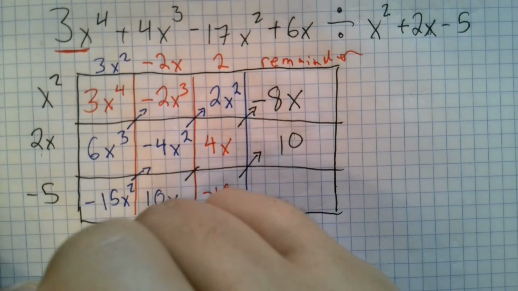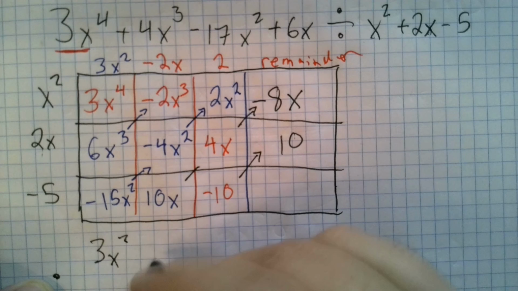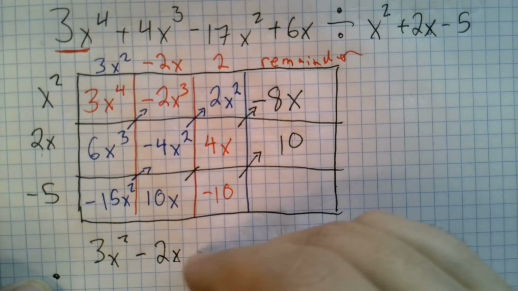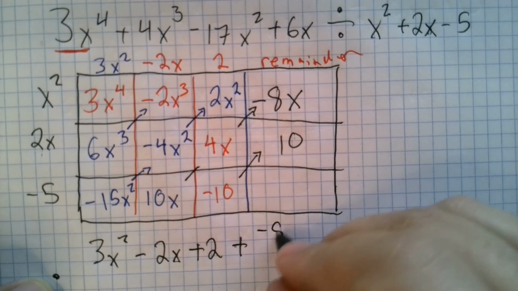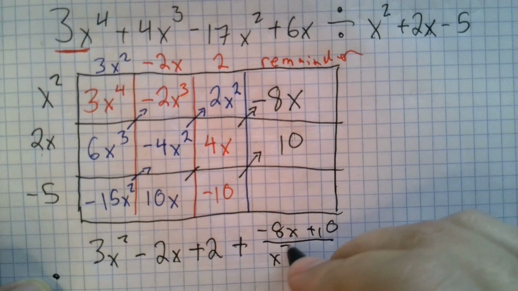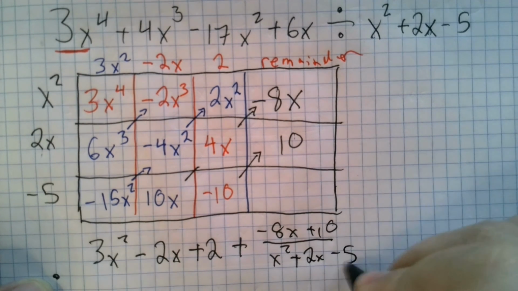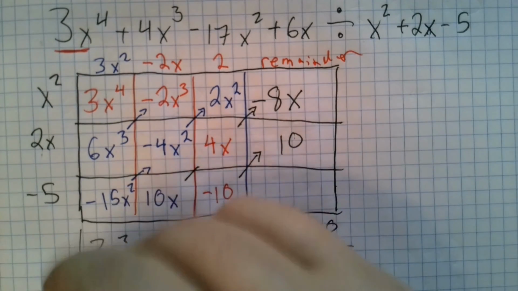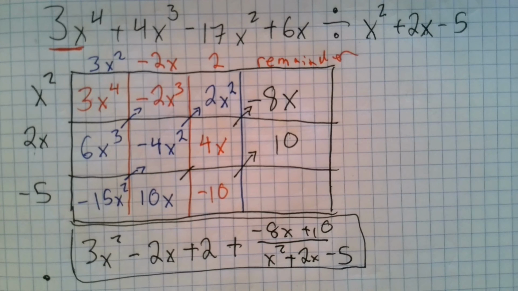So our final answer down here is going to be 3x squared minus 2x plus 2, plus negative 8x plus 10 over the divisor x squared plus 2x minus 5. That is our final answer. Hopefully this helps some of you.